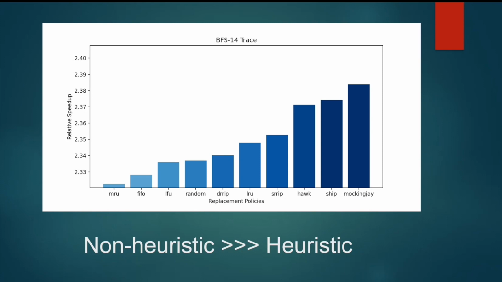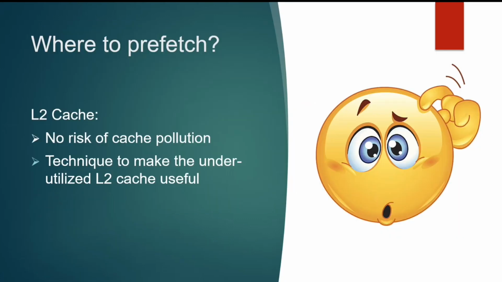As heuristic policies work well for accesses that follow specific patterns, they don't work well in graph analytics. These were the general trends in replacement policies. Now moving on to prefetchers. The first question that arises is, if we prefetch, where to? We decided to prefetch in L2 as from previous observations, L2 was being underutilized.